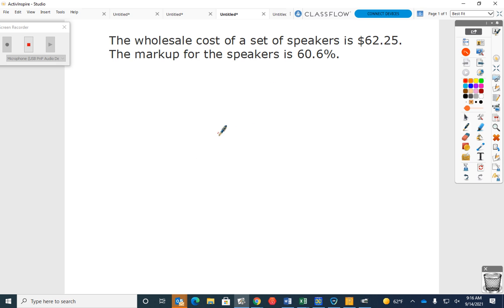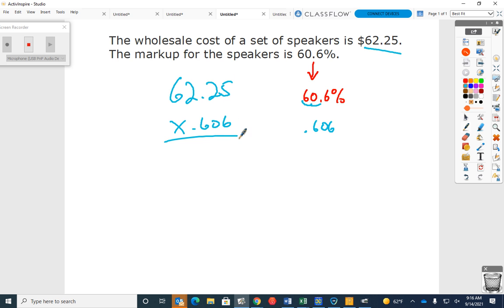Elijah, what should I do first here? Before that, should I change this to a decimal? And how do I change 60.6% to a decimal? I'm going to move it 2 places where? To the what? Left. And that's going to be 0.606, right? Right. I'm going to multiply this times what? Okay. So 62.25 times 0.606. And what did you get when you did this?